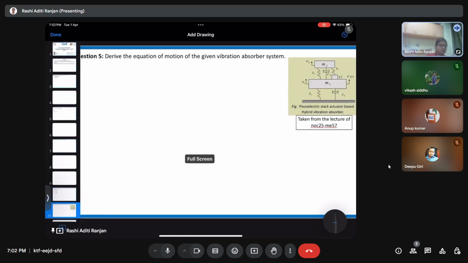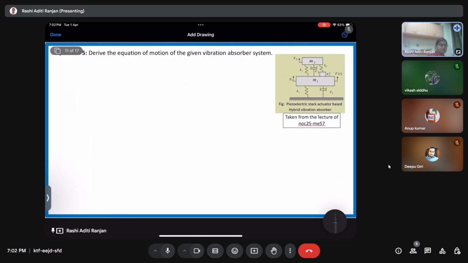Now, coming on to question number 5, derive the equation of motion of the given vibration absorber system. Okay, see, for the vibration absorber system, it is very important that you understand how we derive the equation of motion. Because if you're not able to derive the equation of motion, you cannot find the relations that are required, right? If you know how to find the equation of motion, it will be beneficial for you, right? So for this system, we'll do it very quickly, not spending much time on it, okay?